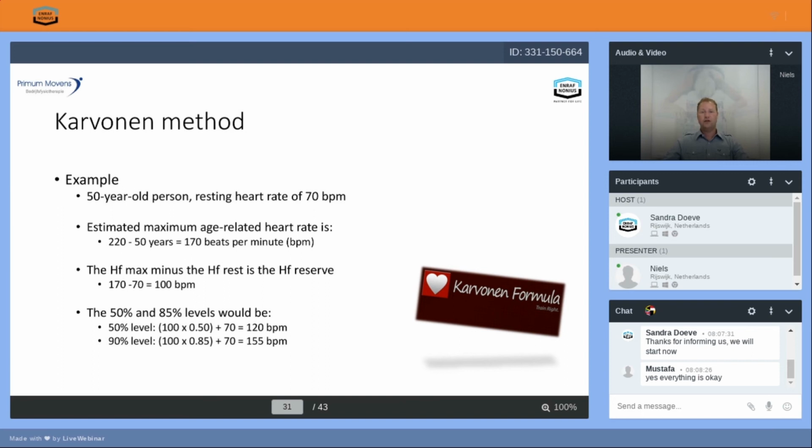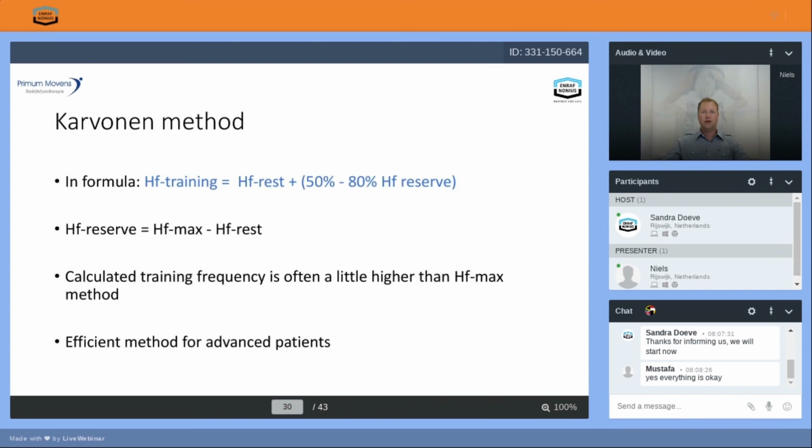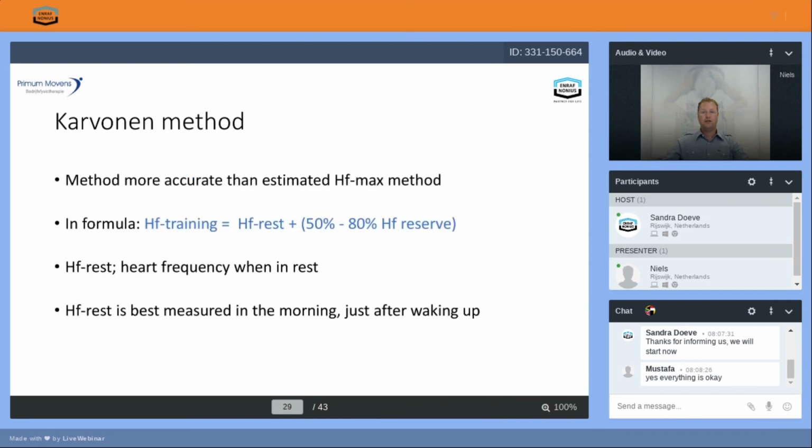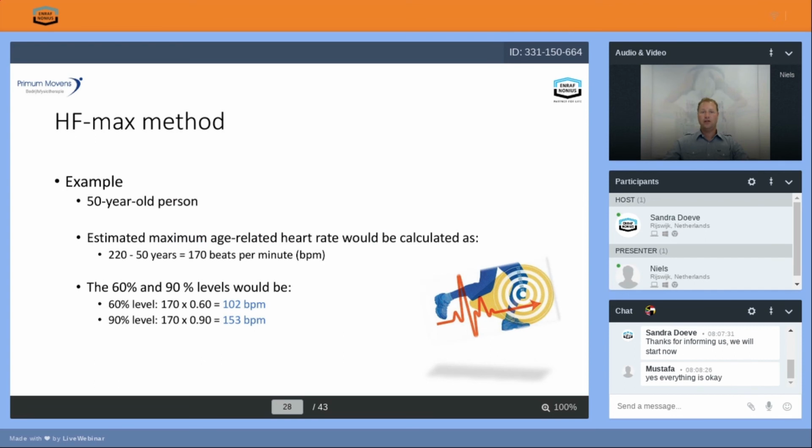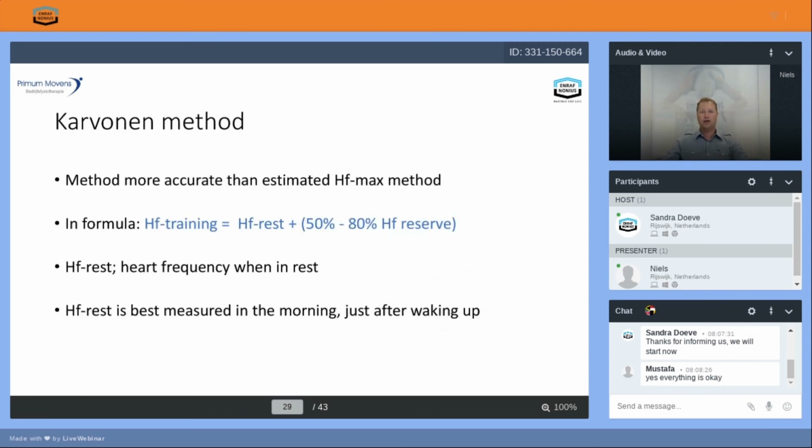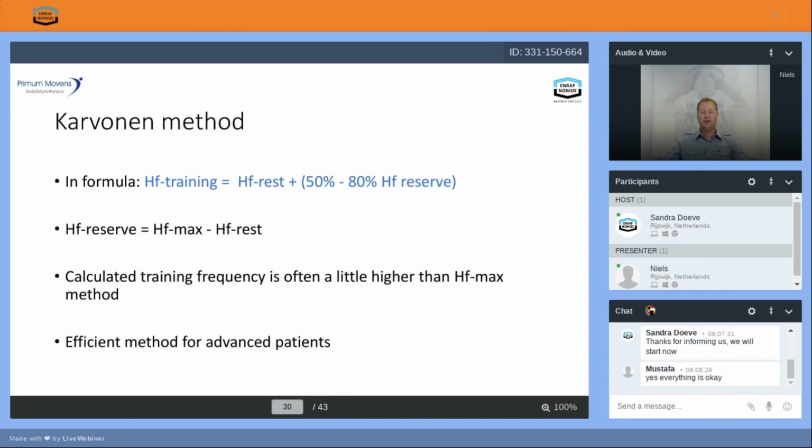As you can see, I'll go back. You see the training range 120, 155. And when I go back to the maximum heart rate frequency, you see that 102 to 53. So there's a difference between the two methods, that the lower levels are increased in the Karvonen method.